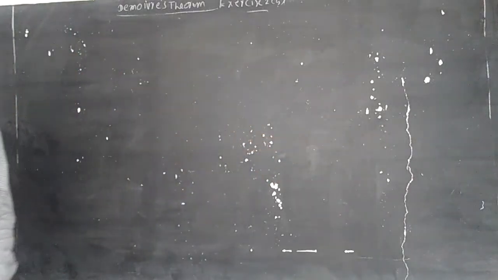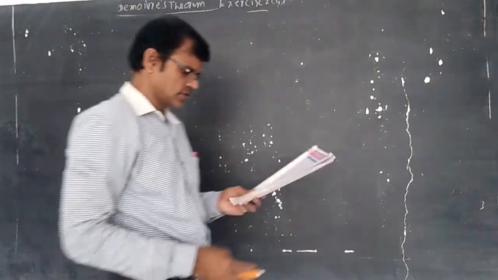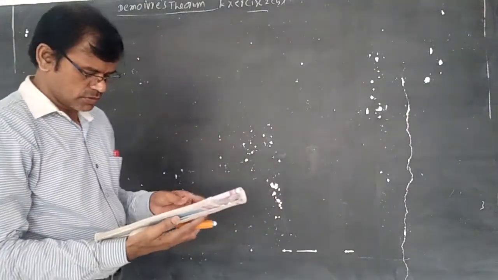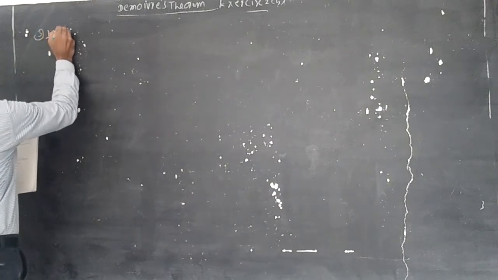If the question you face is objective, you can directly say omega, omega square, that's all. Now, the third question is important, 2 marks and a very easy question.